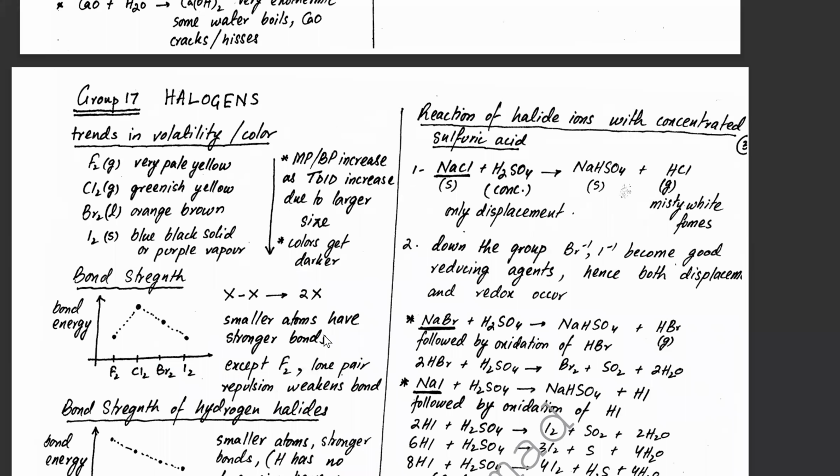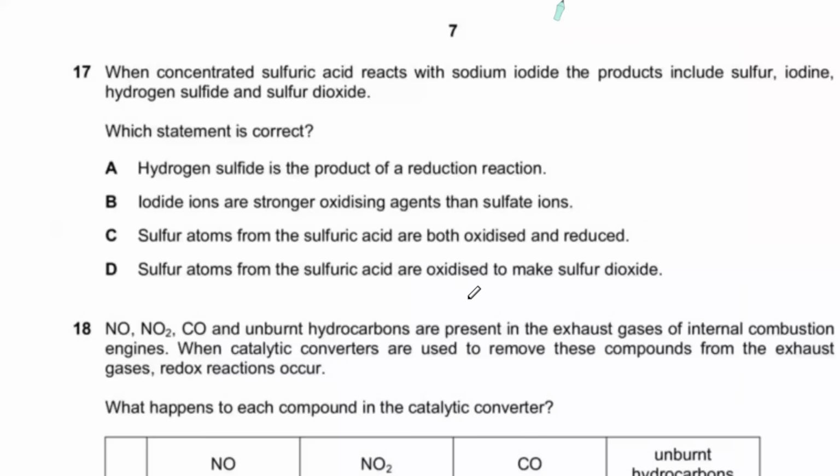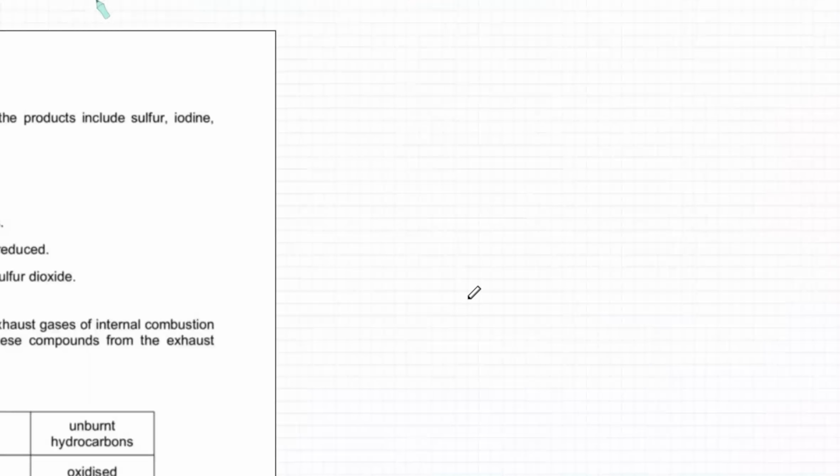Let me explain it on the board. I'm going to explain this over here. So the first thing is F-1, Cl-1, Br-1, and I-1. The bottom one loses electrons easily. The top one doesn't like to lose electrons.